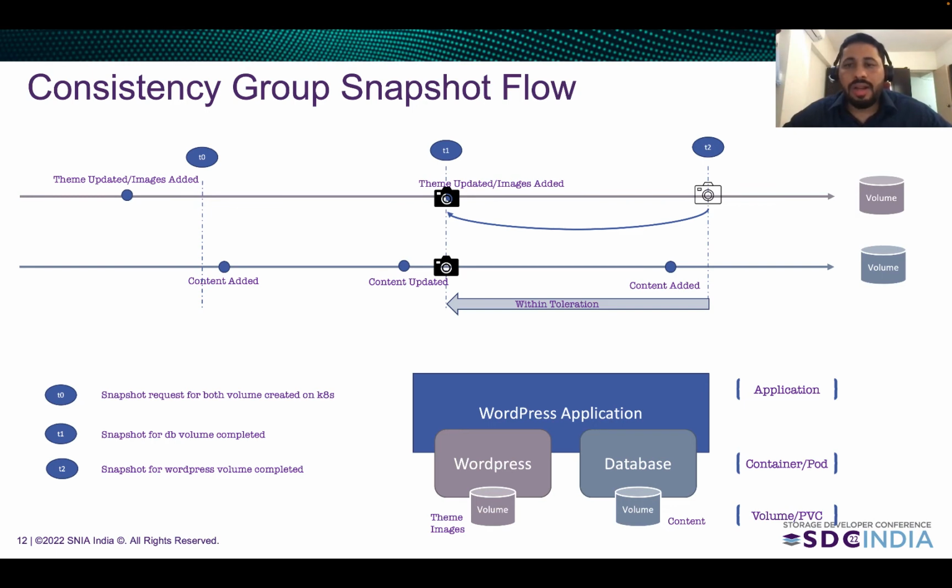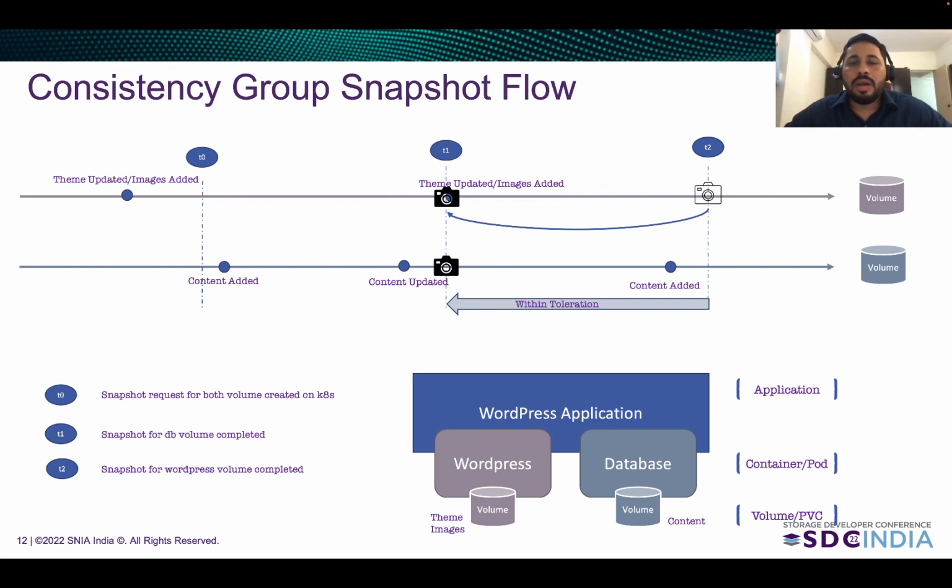Okay. Now at T2, what happens is you get a snapshot request for the WordPress volume. Now it checks whether there is already a snapshot for the consistency group. And if yes, there is, because at T1 there is a previous consistency group snapshot. Another check is whether it is within toleration. If yes, at T2 the storage plugin will just send that the snapshot is successful, and it just refers to the consistency group snapshot.